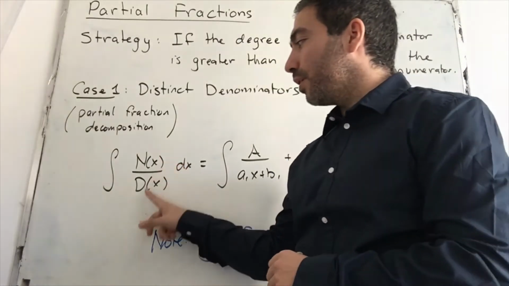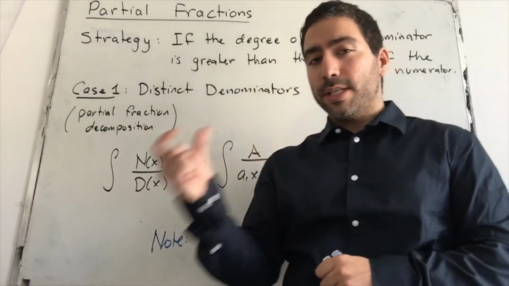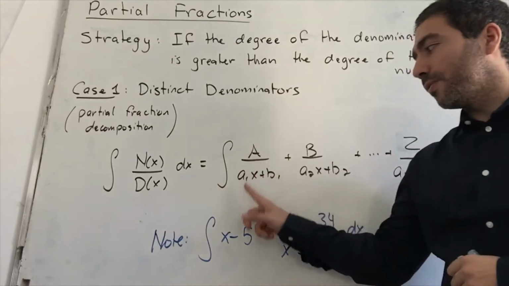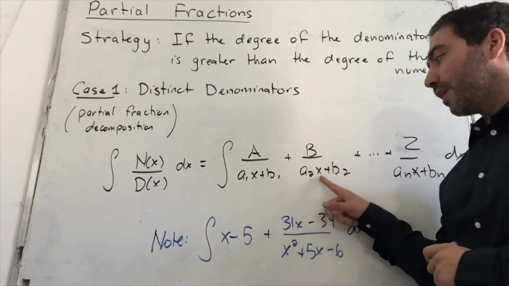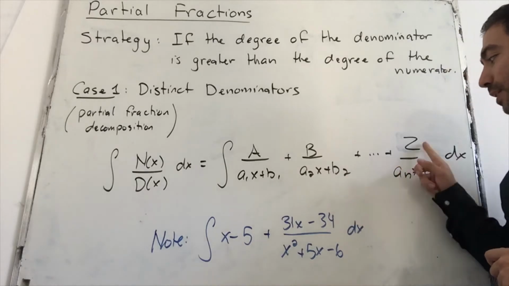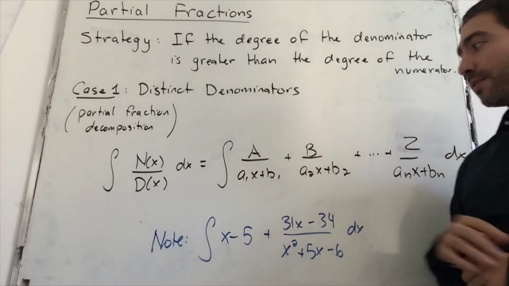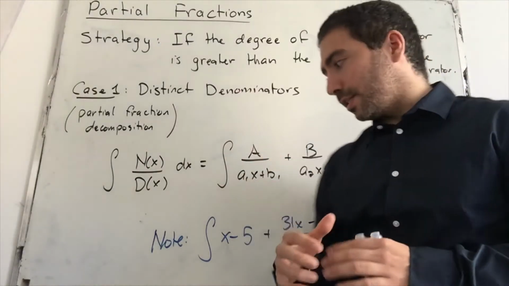So we have our numerator divided by the denominator. Evaluating the denominator, if they're distinct roots, we're going to split it up in this form: the integral of A over a1x plus b1, plus B over a2x plus b2, plus all the way to Z over anx plus bn, all that dx. Okay. But what do we mean by distinct denominators?